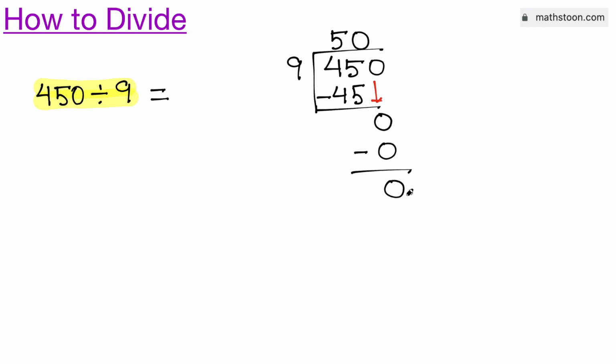As we have got the number 0 and we have no number to bring down here, so we will stop. Therefore, 450 divided by 9 is equal to 50. And this is our final answer.